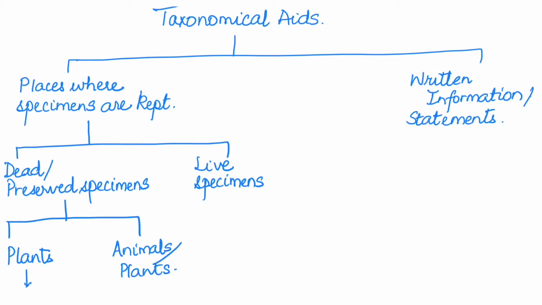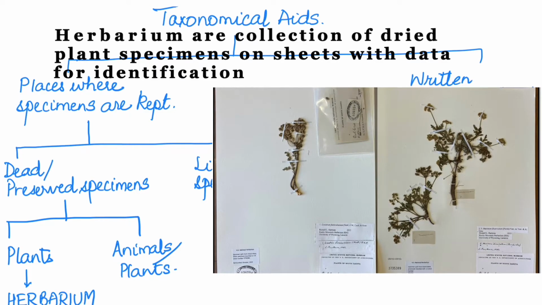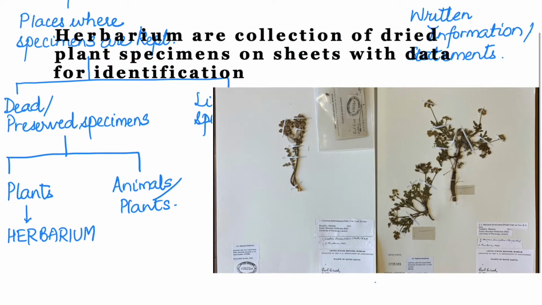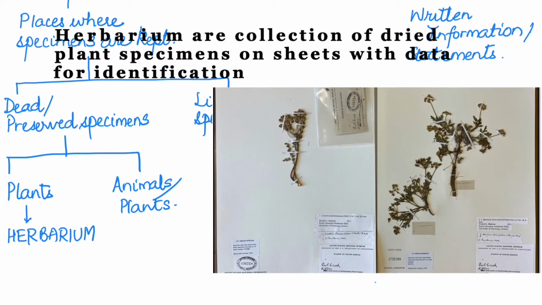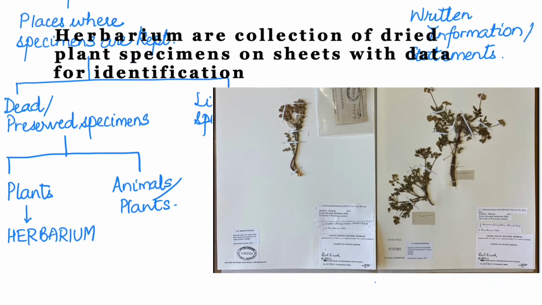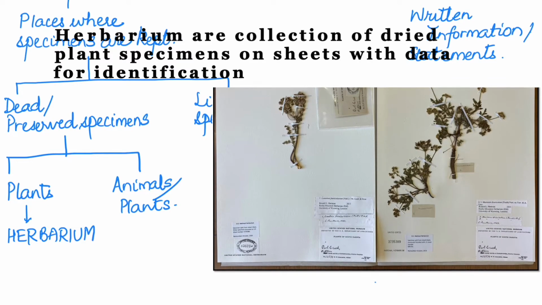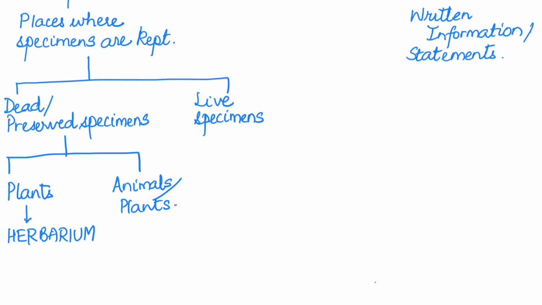Now when we talk of only preserving the plants, these are done in herbariums. Herbariums are the collection of dried plant specimens on sheets which has data for identification, as you can see here in this picture. So there is a dried specimen and we have information about that for identifying the specimen. So you can compare a specimen with the herbarium sheet.